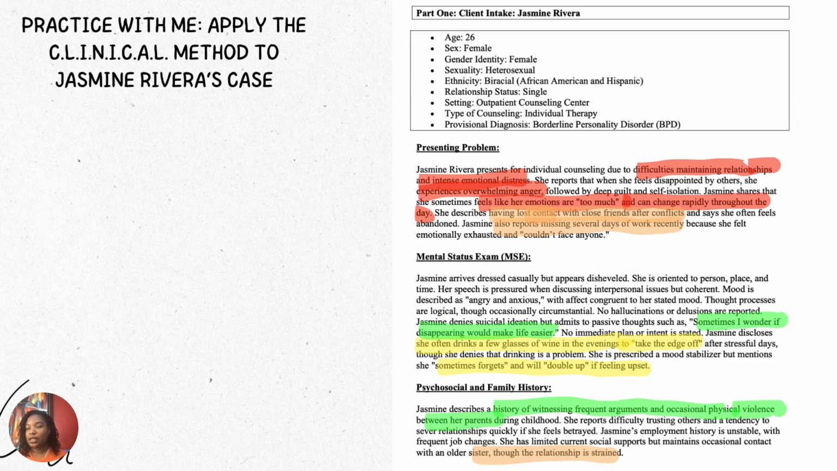Just a quick heads up before we jump in: the highlights you see on the narrative were done ahead of time. I'll be walking you through each one step by step using the clinical method, but I had to pre-highlight to make things easier to follow, since as I'm recording, I'm unable to mark the document in real time.